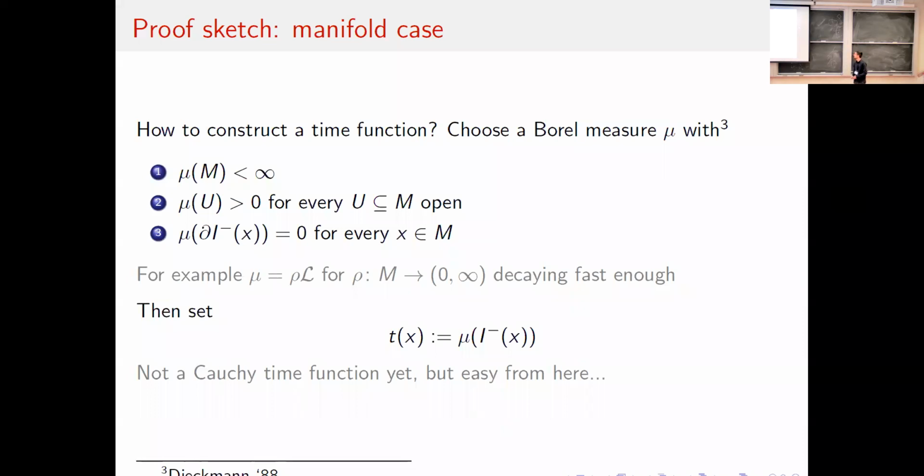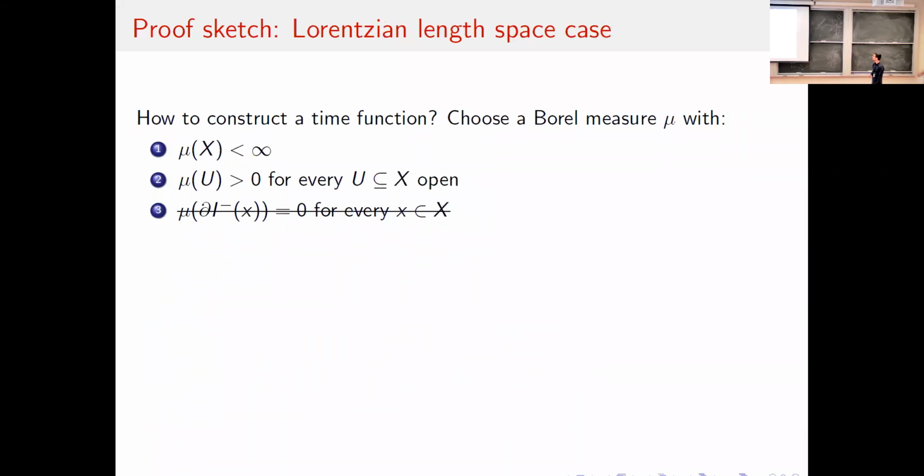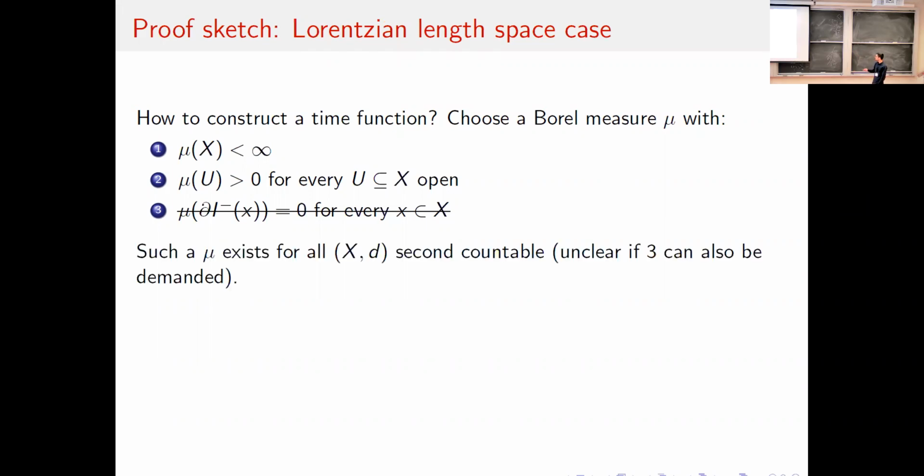Okay. And now on Lorentzian length spaces, what are we going to do? Well, we also choose a measure, but we're not imposing the third property because it's not clear if such measures exist. In the manifold case, we know that the boundary of the past is a codimension 1 submanifold, and then it's clear that such measures exist, but here we don't.